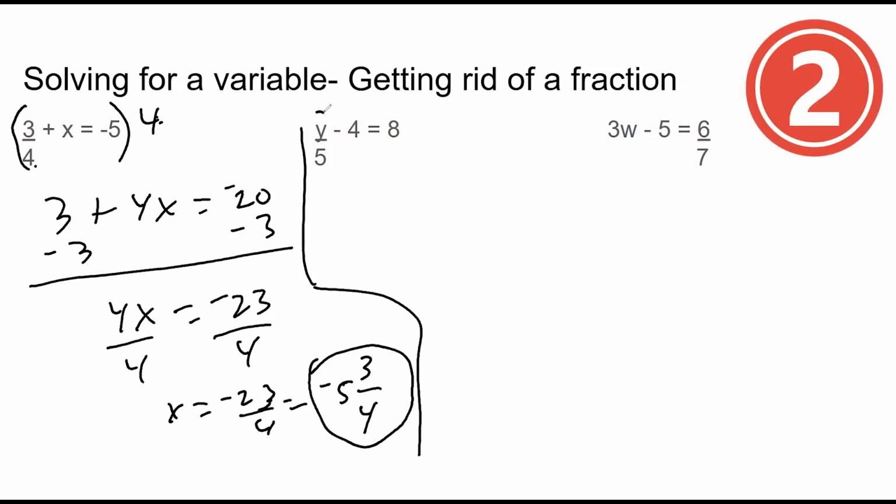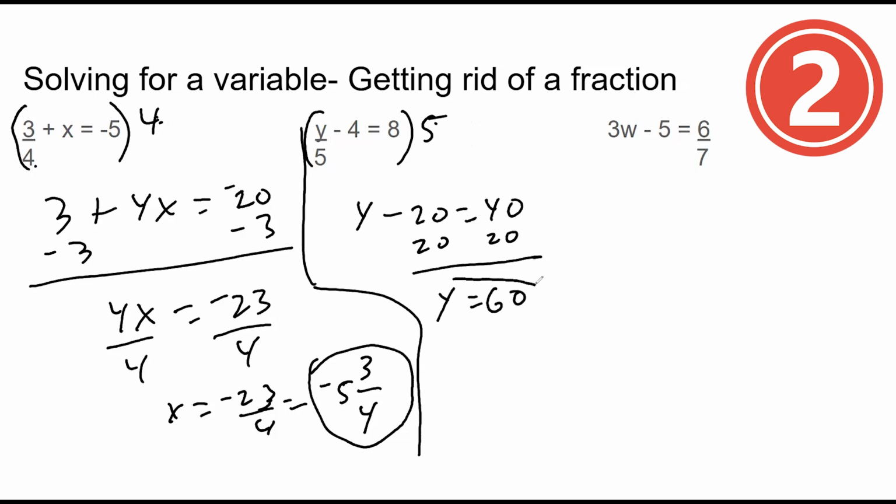All right. This one, I'm going to multiply everything not by 4 this time because the bottom number is 5. So I'm going to multiply everything by 5. 5's cancel. So I get y minus 5 times 4 is 20 equals 5 times 8 is 40. Add 20 to both sides, and I get y equals 60. And that's it.